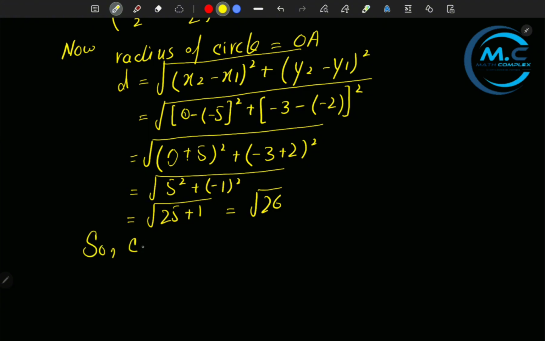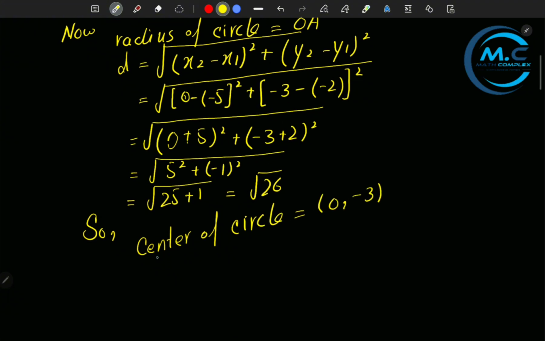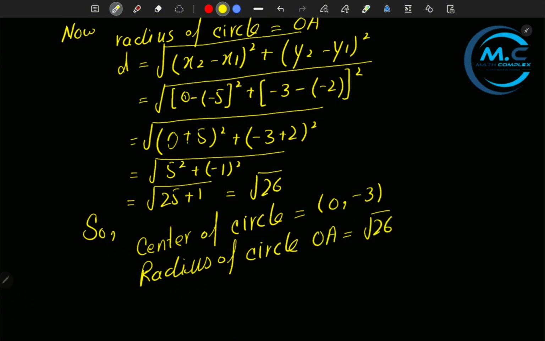So the center of the circle will be equal to 0 comma -3 and the radius of the circle OA will be equal to under root 26.